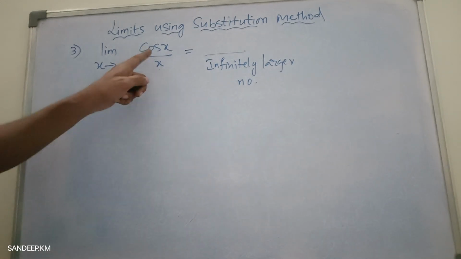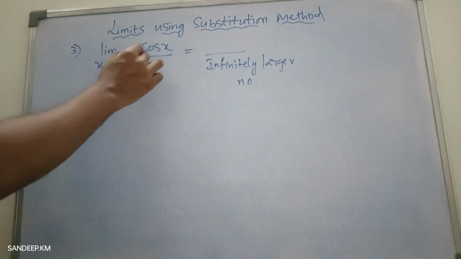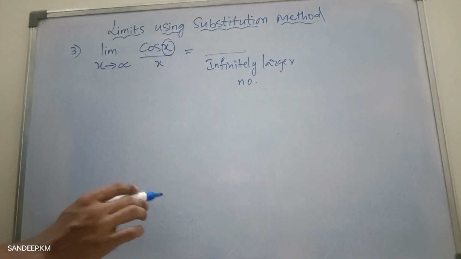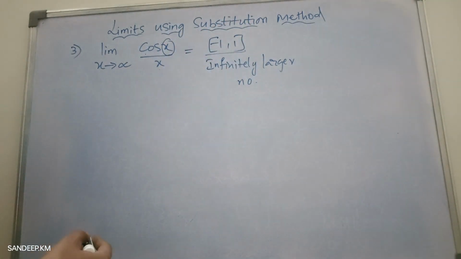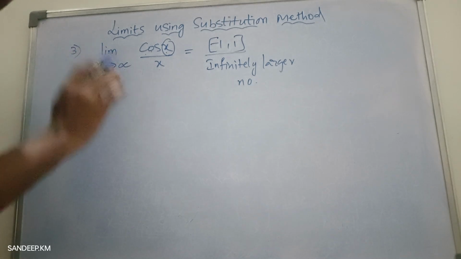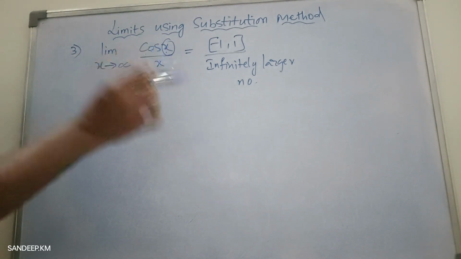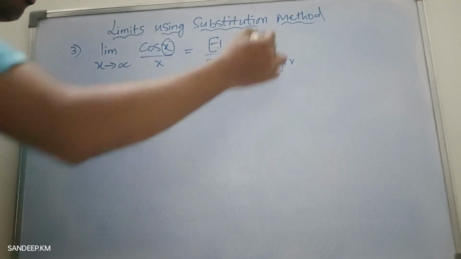Okay? Cos of infinity, we don't know what the value is, but cos of any real number is some number between -1 and +1. Correct or not? I don't know what that value is, but cos x, when x is approaching infinity, is some finite number between -1 and 1. That number between -1 and 1 is a finite value.